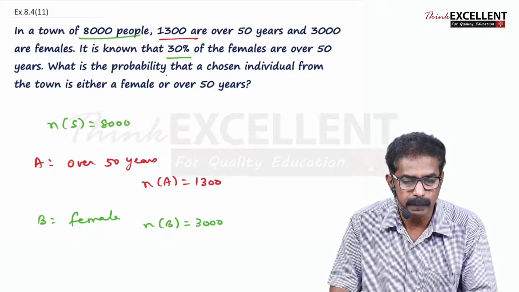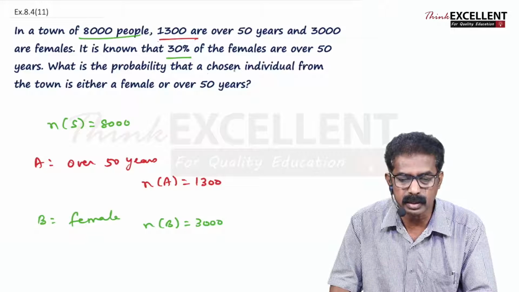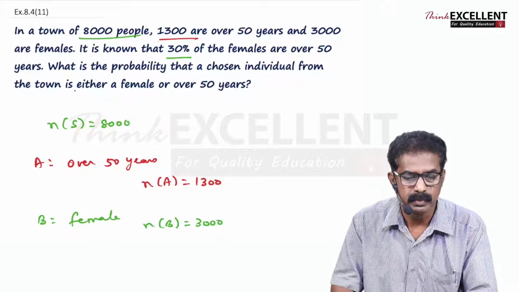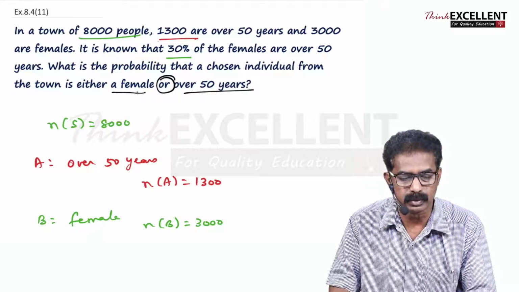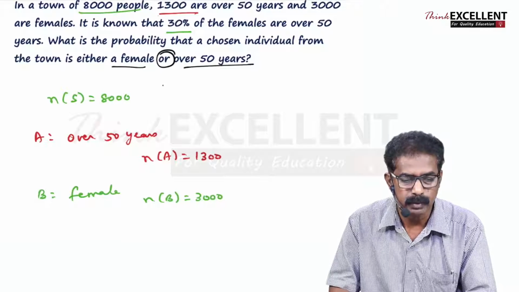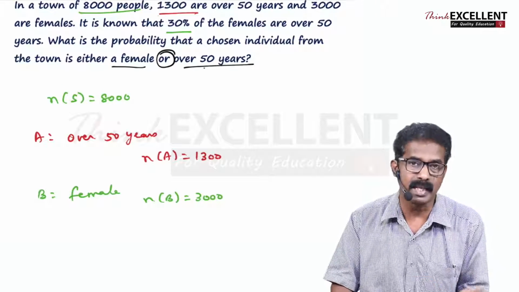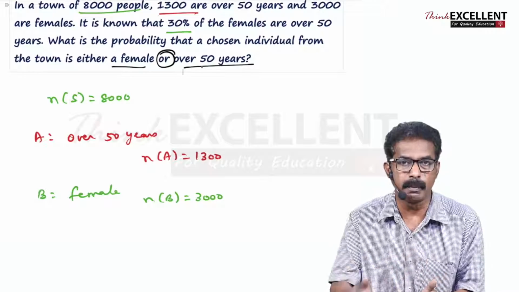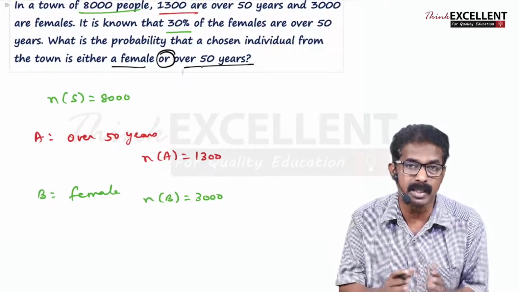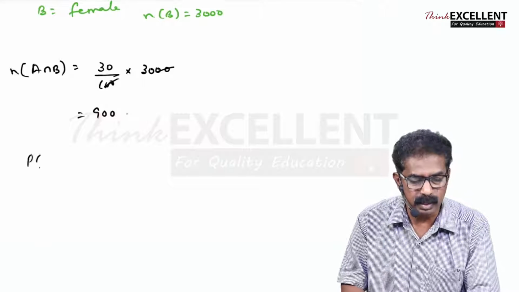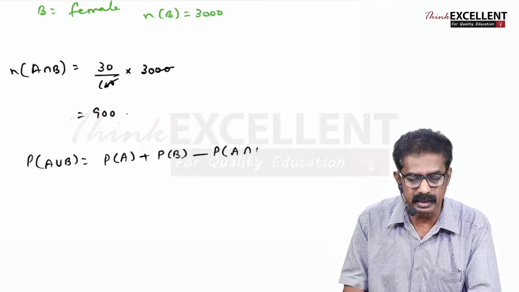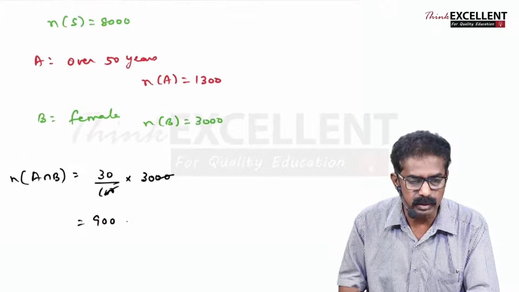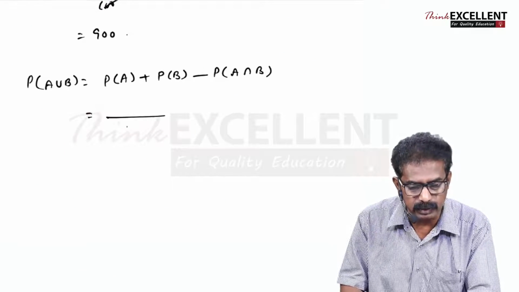So what they asked here: what is the probability that a chosen individual from the town is either a female or over 50 years? So either a female, that is B, union over 50 years, what is it? A. So we have to find P of B union A. B union A and A union B, both are the same only, right? So probability of A union B is equal to P of A plus P of B minus P of A intersection B. In all the cases, denominator is what? 8000, right?